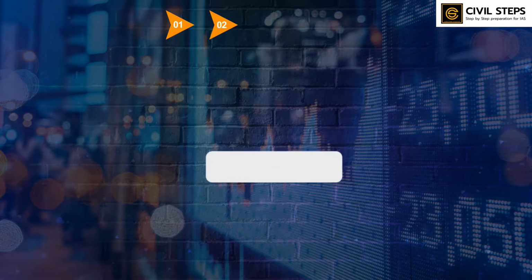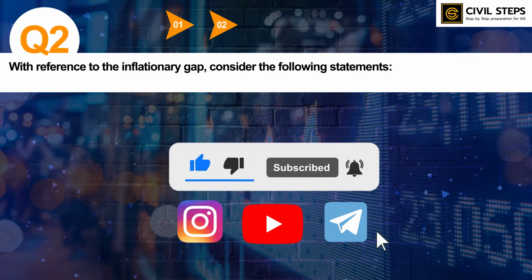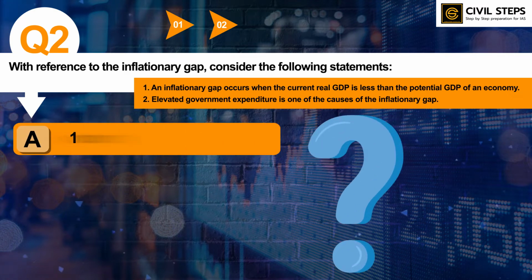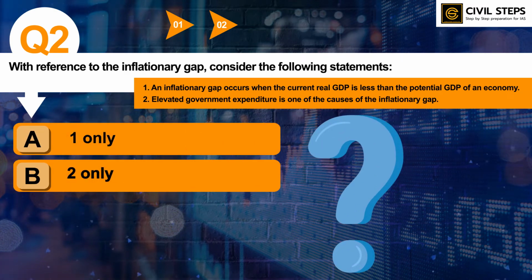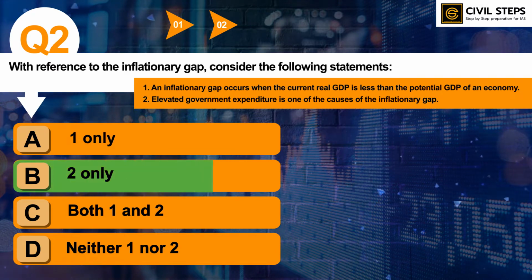So here is question number 2. With reference to the inflationary gap, consider the following statements. First, an inflationary gap occurs when the current real GDP is less than potential GDP of an economy. Second, elevated government expenditure is one of the causes of the inflationary gap. So which of the statements given above is or are correct? Option A, one only, B, two only, C, both 1 and 2, D, neither one nor 2. So you can pause this video and write down your answer in the comment section. The correct answer of this question is option B, 2 only.